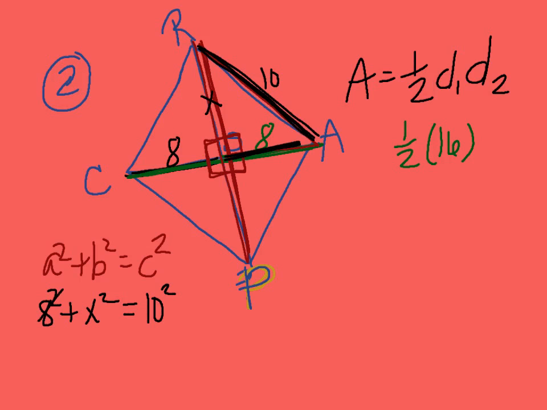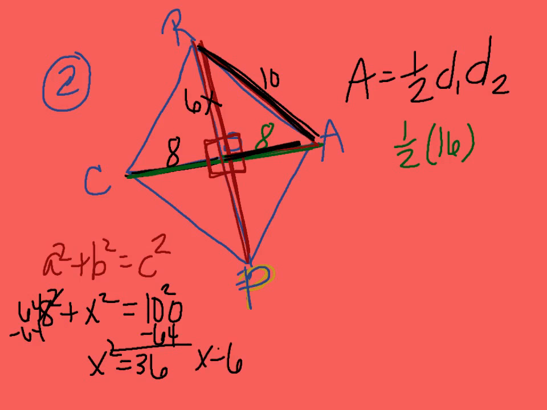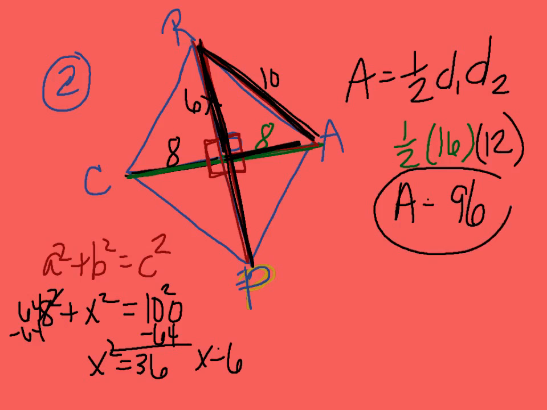So 8 squared is going to be 64. I'm going to subtract the 64 from 100. And that's going to leave me with x squared equals 36. And the square root of that is 6. So that means that this piece, just from R to S, is equal to 6. So that means how much would the whole diagonal be? 12. So now all I have to do is 1/2 times 16 times 12, which is 96. And now you have your area. So hopefully this is helpful and you will be able to finish your worksheets in class tomorrow.